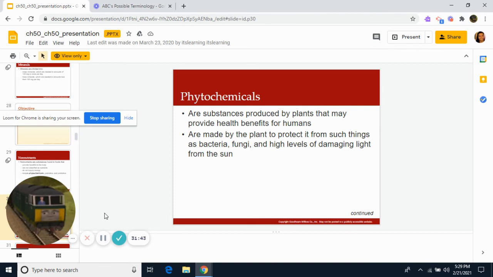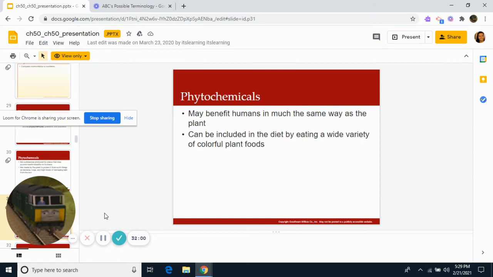Phytochemicals are substances produced by plants that may provide health benefits for humans. They are made by the plant to protect it from such things as bacteria, fungi, and high levels of damaging light from the sun. It may benefit humans in much the same way as a plant, and can be included in the diet by eating a wide variety of colorful plant foods.